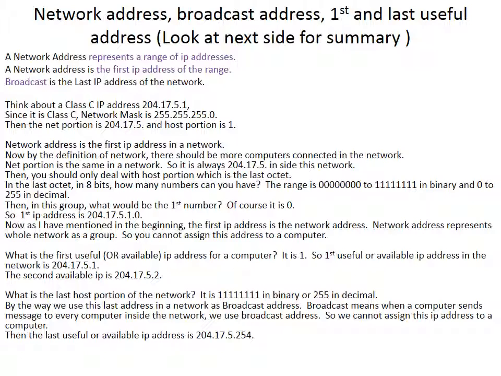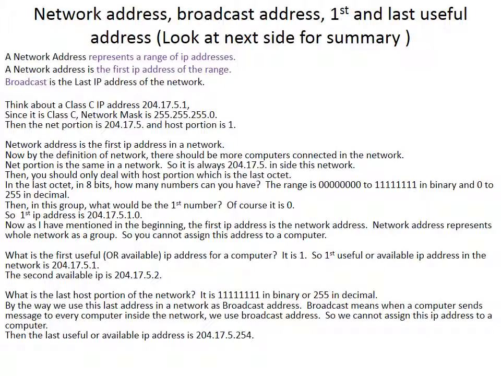Now, by the definition of a network, there should be more computers connected in the network. The net portion is the same in a network, so it is always 204.17.5. Inside this network, you should only deal with the host portion, which is the last octet. In the last octet, in 8 bits, how many numbers can you have? The range is 00000000 to 11111111 in binary and 0 to 255 in decimal.